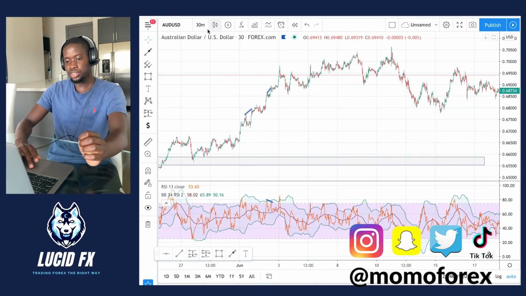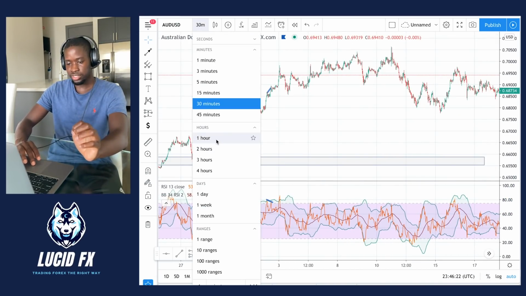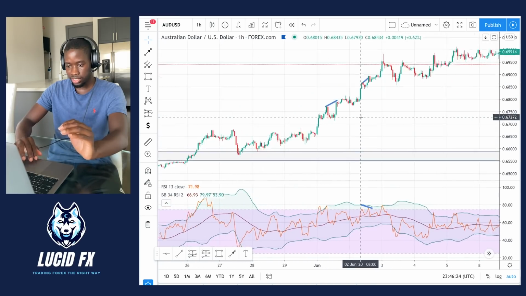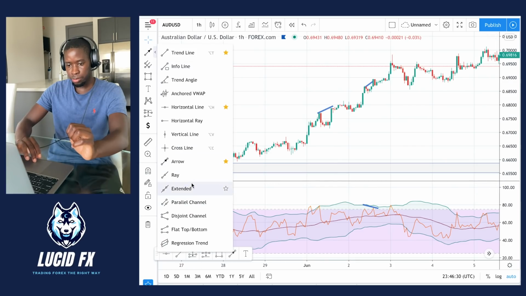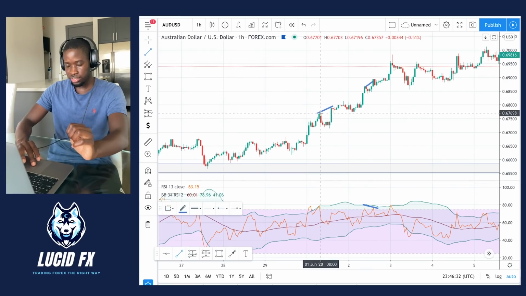So we have two divergence setups, guys. Let me go over the first one. I didn't really go over it. Price came down, came up here, and formed a higher high on the main chart, right here.